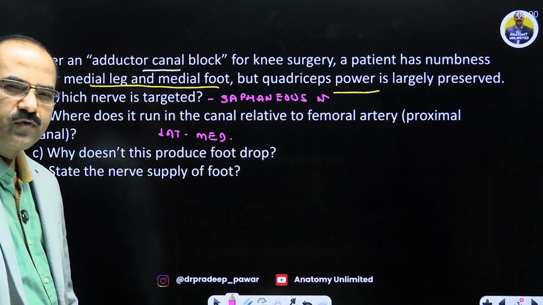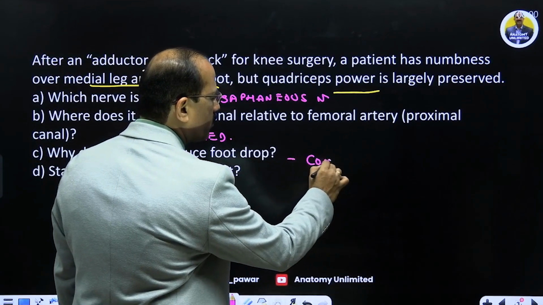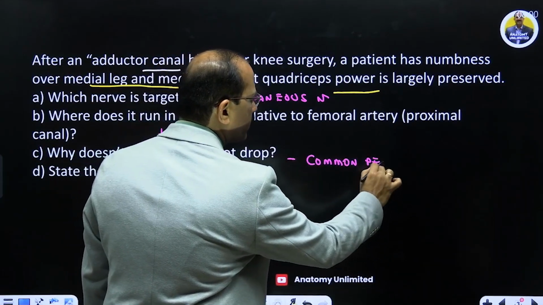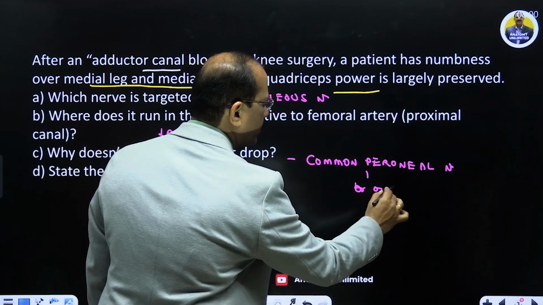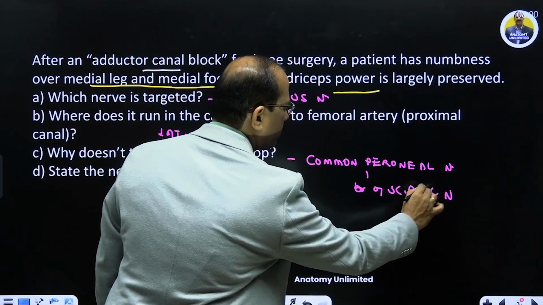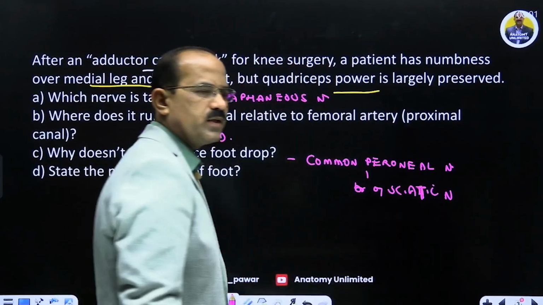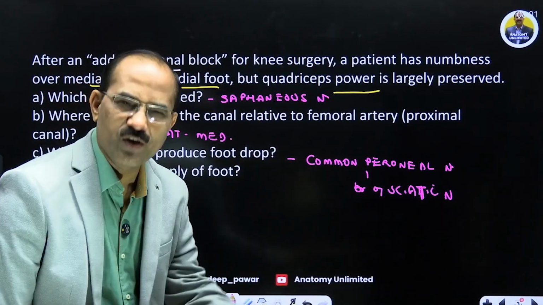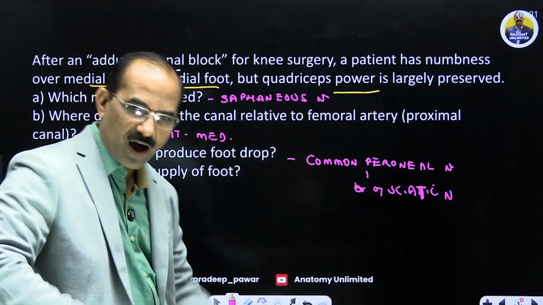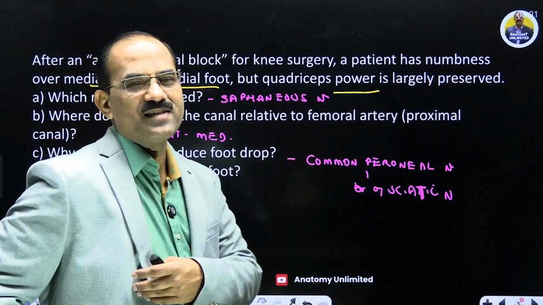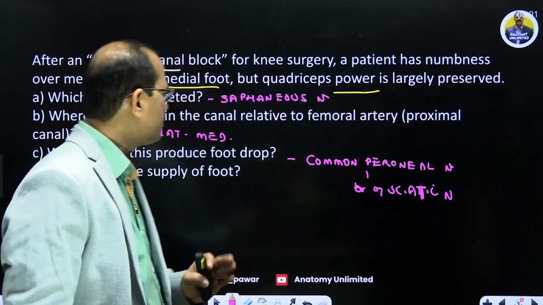Why does it not produce foot drop? Foot drop is due to injury to which nerve? Foot drop is due to injury to the common peroneal nerve. The common peroneal nerve is a branch of the sciatic nerve. Okay? If the sciatic nerve or the common peroneal nerve is injured, foot drop occurs. So we are not concerned with the common peroneal nerve and the sciatic nerve. The femoral nerve is in front, the sciatic nerve is behind. You understand? Who is in the anterior compartment of the thigh? The femoral nerve. The sciatic nerve is at the back, in the posterior compartment.